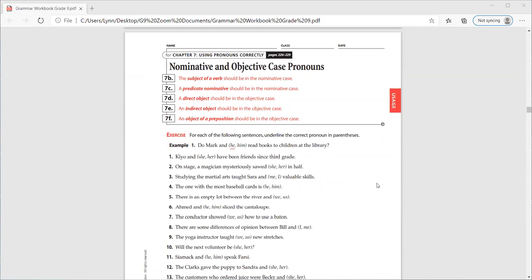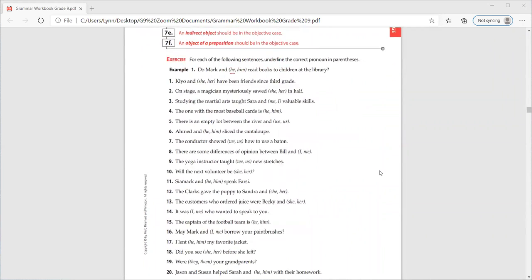All right, so here we have to underline the correct pronoun in parentheses. Jana, can you do 1 through 10, please? Yes, Miss Lynn. Keo and she. Yes. On stage, a magician mysteriously thought her and her. Yes. Studying the martial arts taught Sarah and me valuable skills. Yes.